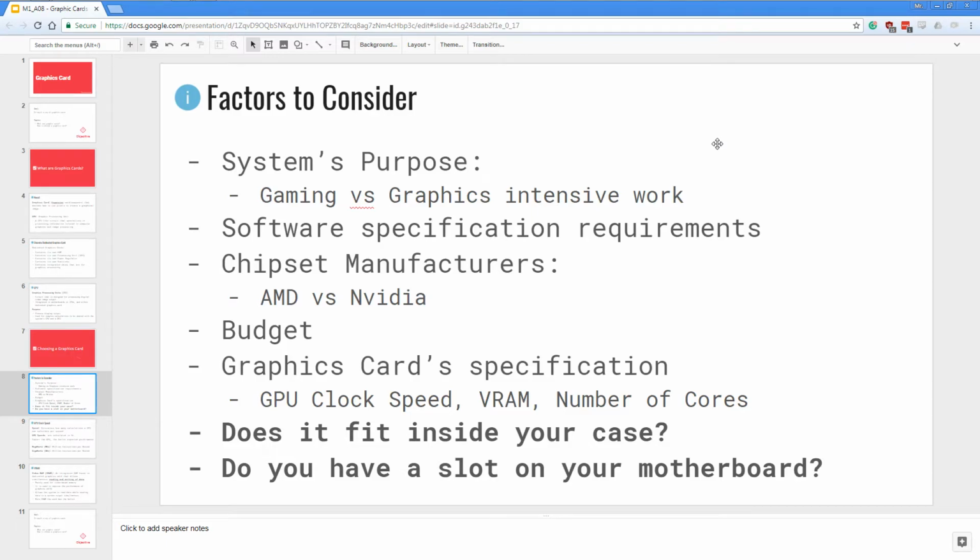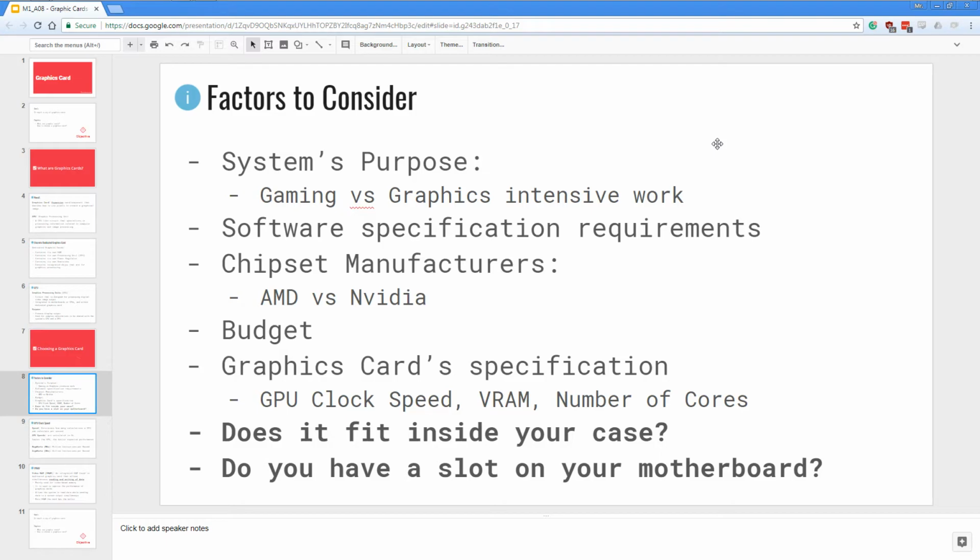Then you also want to choose the best chipset manufacturer at that time for your budget. So the two main chipset manufacturers are AMD and NVIDIA. So you're really asking yourself, do I want an AMD based graphics card or do I want a NVIDIA based video card? Then we also look at the graphic card specification, which are separated by GPU clock speed, VRAMs, and number of cores. And also, the other two things that you want to also consider is, does it fit inside your case, and do you have a slot for it on your motherboard?